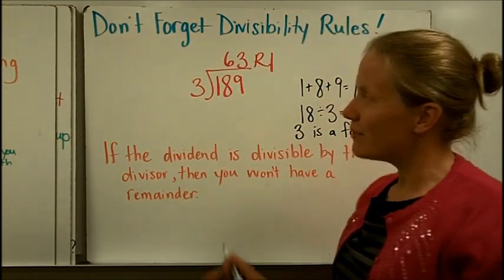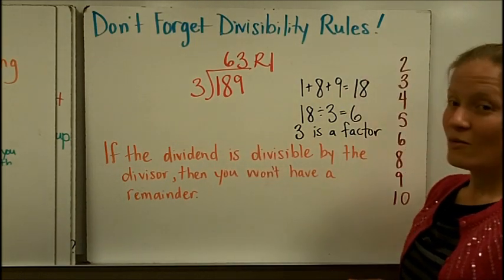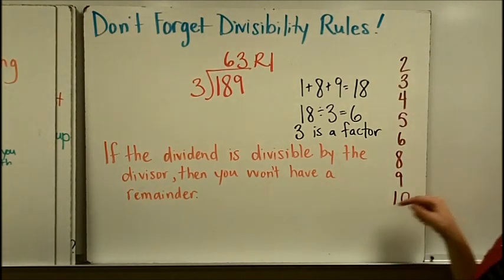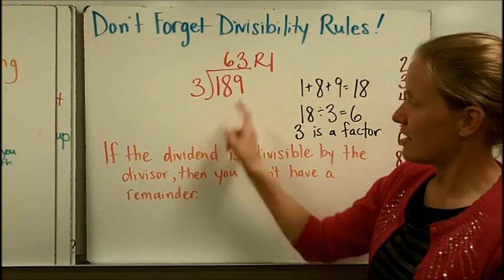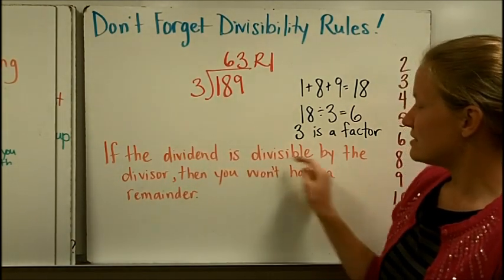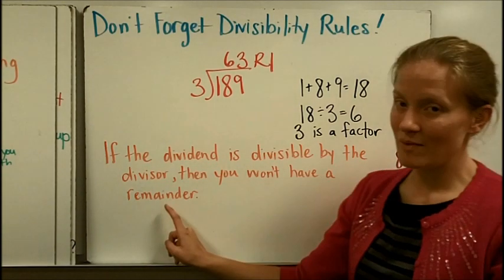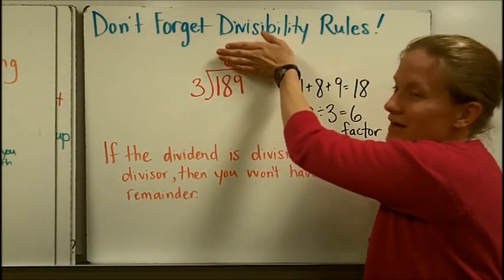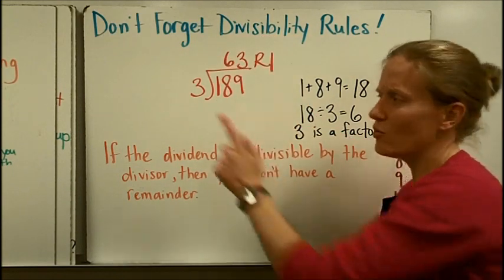And finally, don't forget the divisibility rules that we learned at the very beginning of the year. We learned divisibility rules for all of these different numbers. And I want you to think about that, because we should know that if the dividend, the number on the inside, is divisible by the divisor, then you won't have a remainder. So, for example, before I even ever got an answer up here, I should think 189. I wonder if that's divisible by 3.